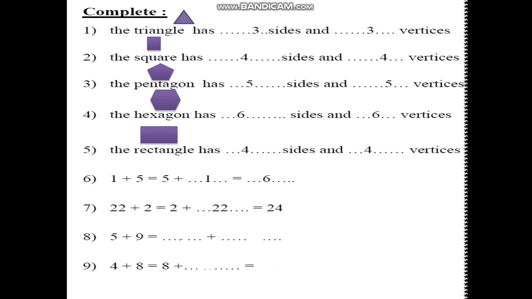5 plus 9 equals what plus what? Change the places, equals 9 plus 5. Commutative property. 4 plus 8 equals 8 plus 4. After 8, 8 in my mind, 4 in my fingers. After 8, 9, 10, 11, 12. It's the answer.